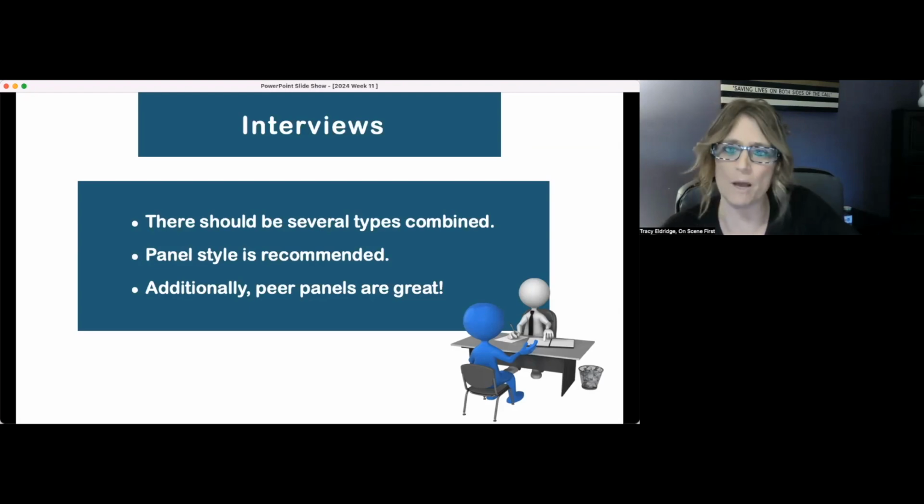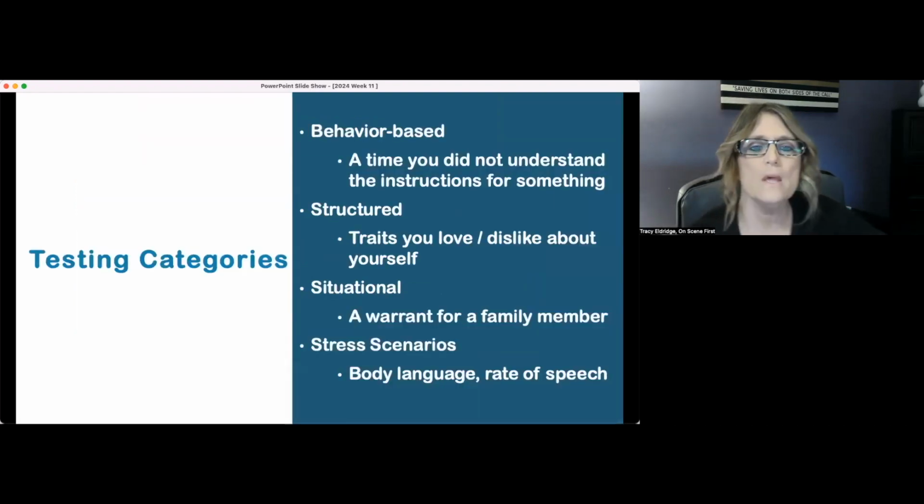Some folks will even have them come in on the floor and engage with the staff and see how things go there. Some of the testing categories could be behavior-based. In this situation, list a time that you did not understand the instructions for something. Tell me how you resolve that issue. Structured, specific questions: tell me 3 things that you love about yourself and 3 things that you don't like about yourself. Situational testing categories in an interview question.